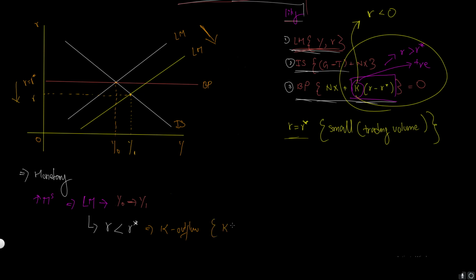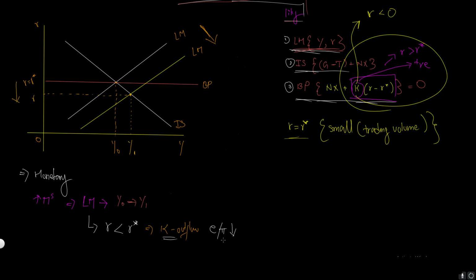We think about the equation: k, or capital in the economy, is equal to your domestic interest rate subtracted by the international interest rate. So if the domestic interest rate is lower, we would have a negative level of capital, which would imply that we have capital outflow. So what's going to happen as a consequence? We know that whenever we have capital outflow, our currency is going to depreciate.